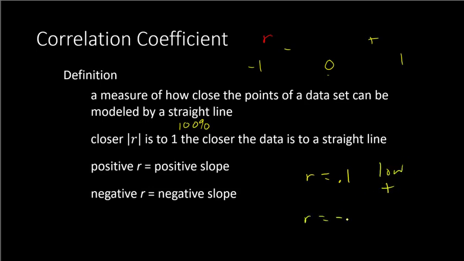If you had r equals negative 0.9, for example, that's going to be high correlation because it's very close to negative 1. It's closer to negative 1 than to 0. It's going to be high correlation, but the negative means it's going to be a negative correlation.